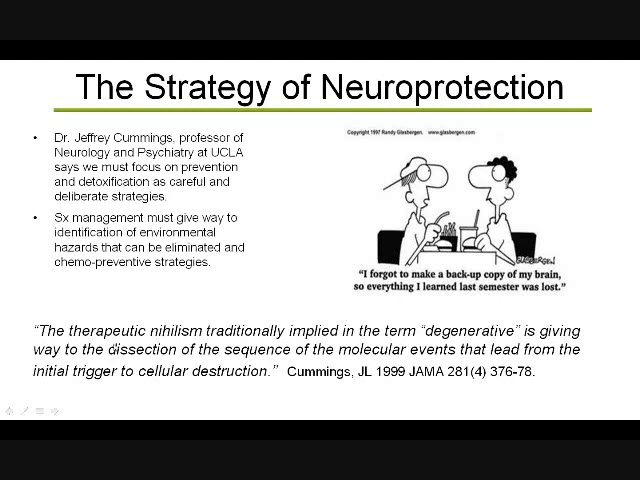Remember, this therapeutic nihilism, traditionally implied in the term degenerative, is giving way to functional medicine, which says, let's look at the molecular events going on inside the cell that lead to cellular destruction. So instead of saying, remember I've talked often about my patient who has Parkinson's, but he has mercury toxicity and some other deficiencies, and nobody talked to him about that. They said, well, let's put you on a drug for Parkinson's. There's nothing we can do. Let's just hope it doesn't get worse. That's what we call therapeutic nihilism, or MS, or any of these degenerative disorders.